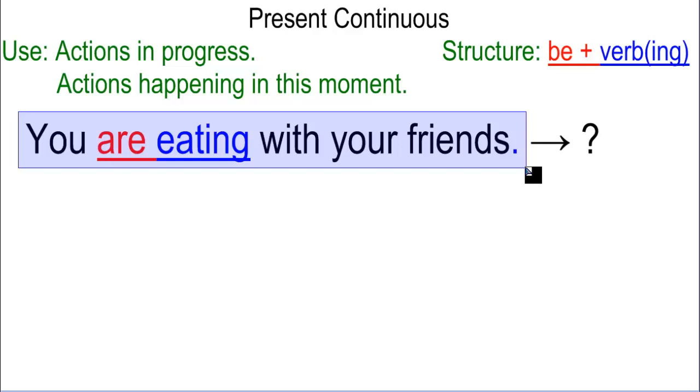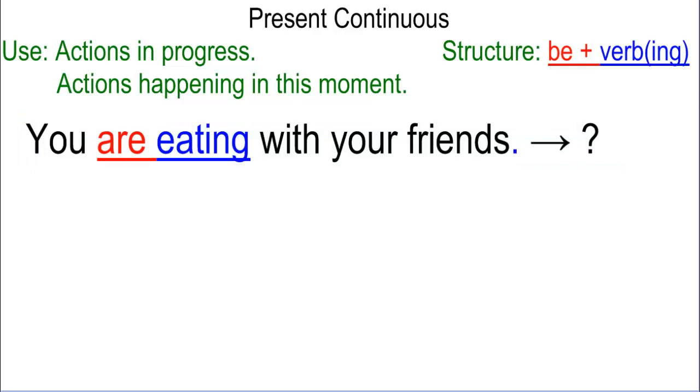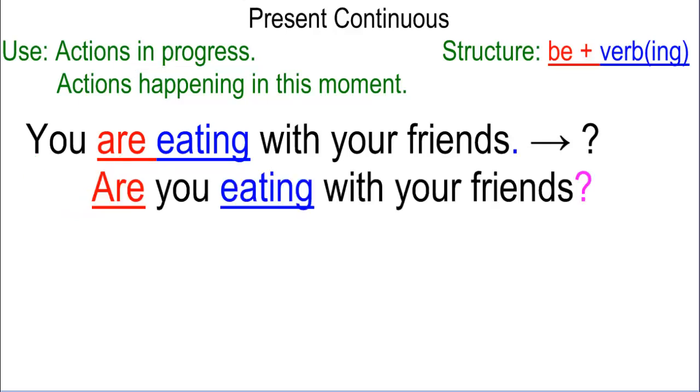So the way to transform this into a yes-no question is very simple. In English, usually all the questions are formed in a very similar way. Normally, you move something to the beginning of the sentence. You just move one word to the beginning of the sentence in all of the questions in English. So in this case, are you eating with your friends? That's the question. So normally, remember, you only move one word. In this case, are.